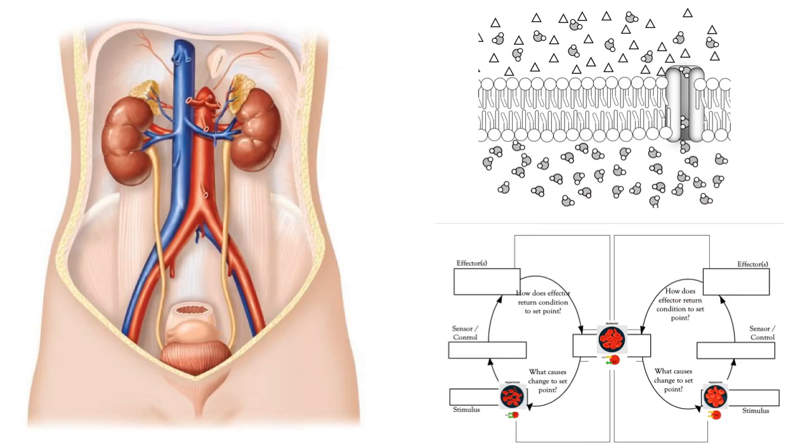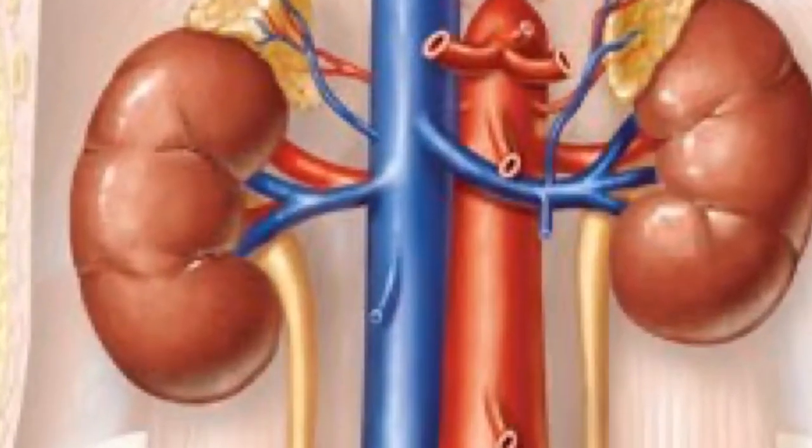Our final topic here in terms of the body systems is going to be that of the excretory system. And the main organs of the excretory system are the kidneys and the bladder. And I like this diagram a lot because it really shows you just how important blood sources are.